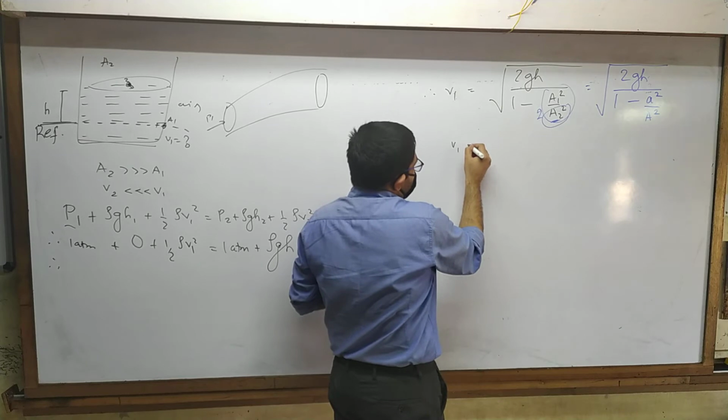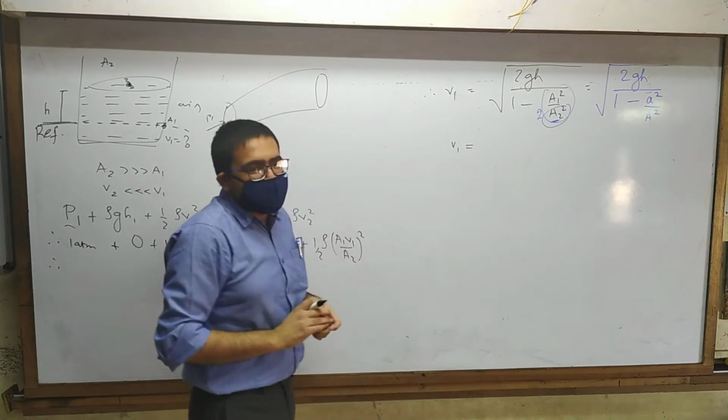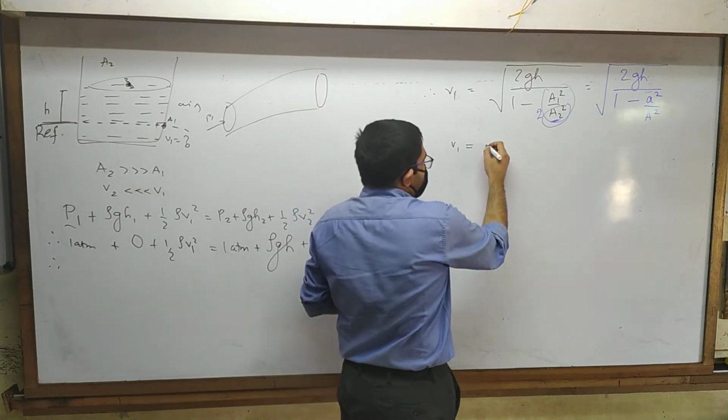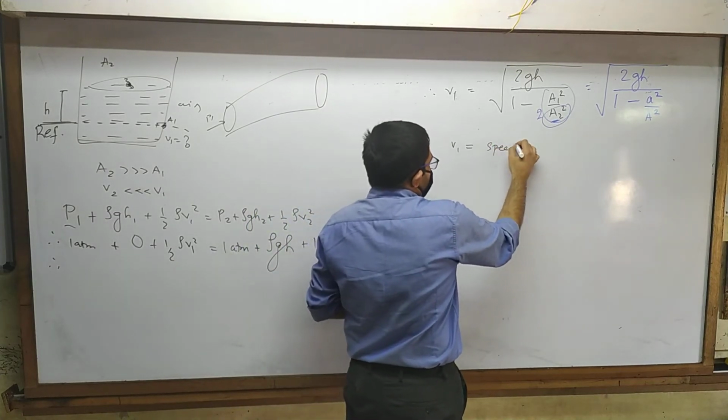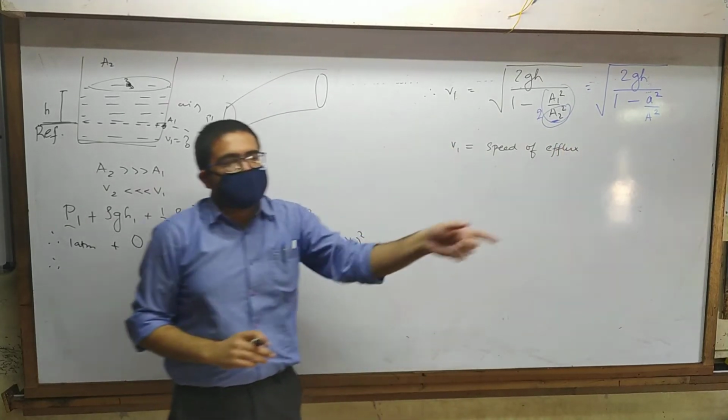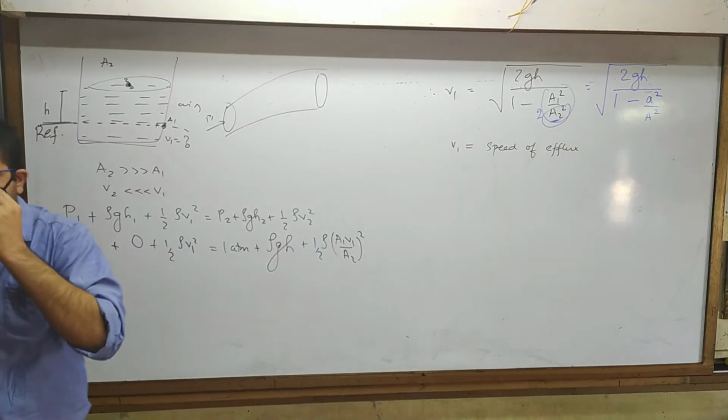So first of all, the hero of this formula, V1, for which we have to do all this. V1 is what? Speed of efflux. Right? That is the speed with which the fluid comes out.